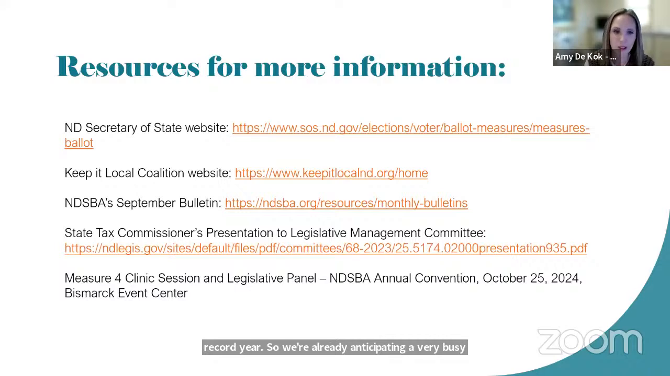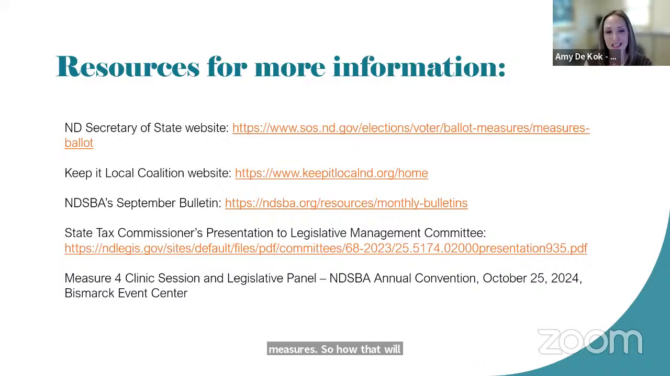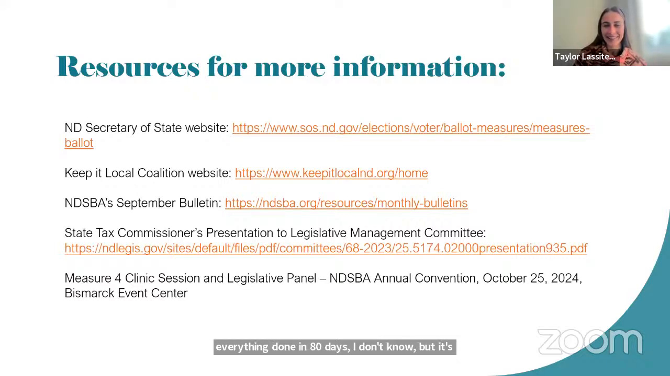If Measure 4 were to pass, if Measure 5 were to pass, which is the legalization of recreational marijuana use in North Dakota, if those two measures themselves pass, that will put a lot of work on the state legislature just on those measures. So how that will look and whether we'll be able to get everything done in 80 days, I don't know. It's going to be interesting, right, Taylor?